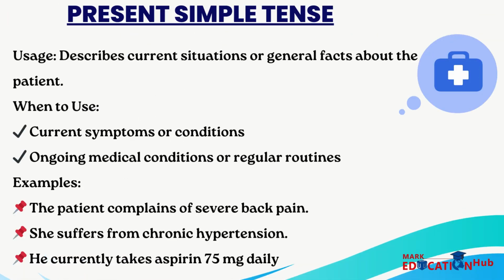The present simple tense is commonly used in OET writing to describe the patient's current situation or general medical facts. It's perfect for stating symptoms, ongoing conditions, or regular routines. For example, "The patient complains of severe back pain," or "She suffers from chronic hypertension," clearly tells the reader what is happening right now. It also works well for routine treatments like, "He currently takes aspirin 75 milligrams daily." This tense keeps your writing straightforward and helps the reader quickly understand the patient's present health status.